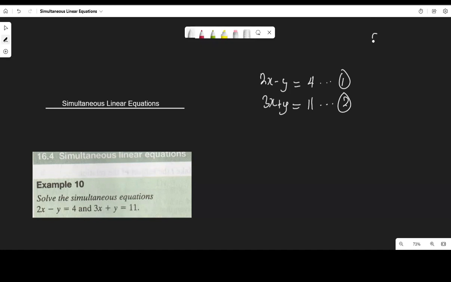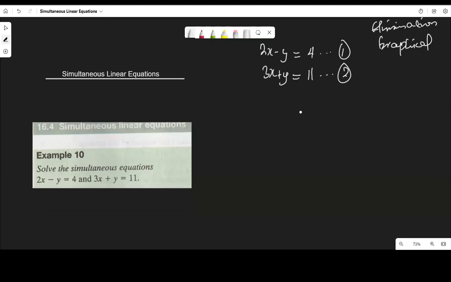One of the methods is by substitution. The second one is elimination. And the third one is graphical method, by the use of graph. I'm going to use the three methods in this question. Then subsequently, I will use any method that is faster, which is likely elimination.